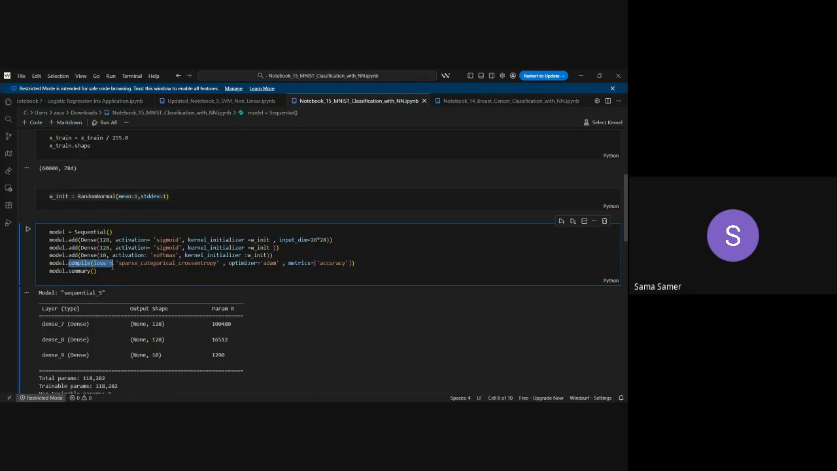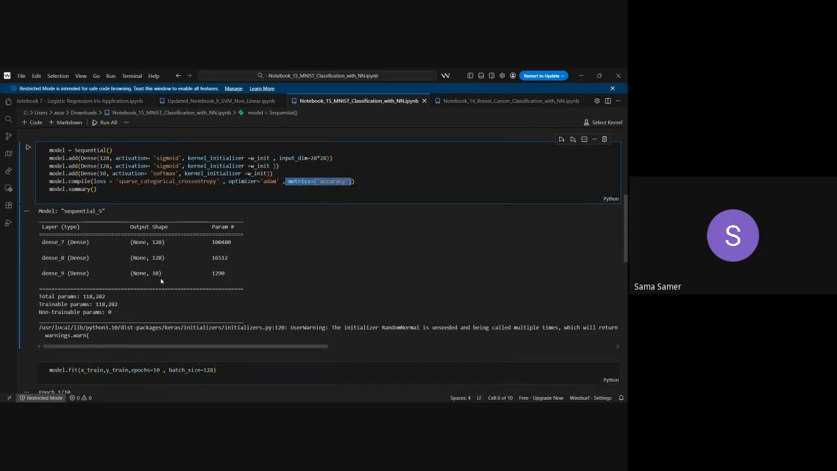Then we compile the loss using a sparse categorical cross entropy. Again, we have the binary cross entropy, the multi-category cross entropy, and other ways. And we use an optimizer called Adam and the metrics, which is accuracy. And we begin our training. We have 118 trainable parameters.